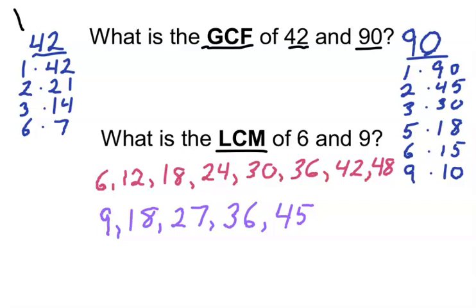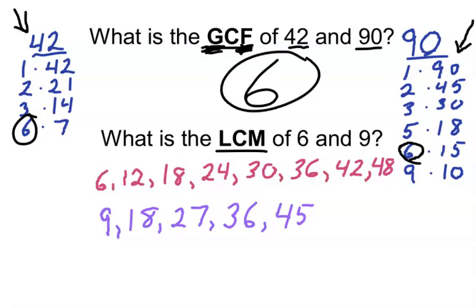Well, here's all the factors of 42. Here's all the factors of 90. Okay, what is the largest? Because that's greatest common factor. So what is the largest number that is in both of these? Well, it looks like I think it's the 6, right? The 6 is in both of these. Is there a 7 in both? Nope. 14, 21, or... Okay, so the greatest common factor of 42 and 90 is 6.